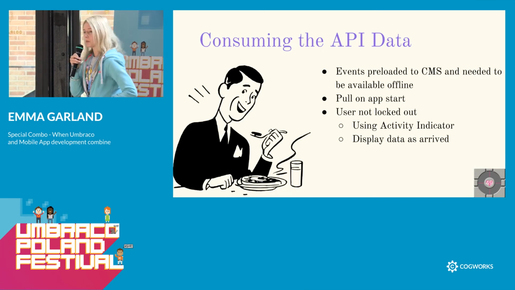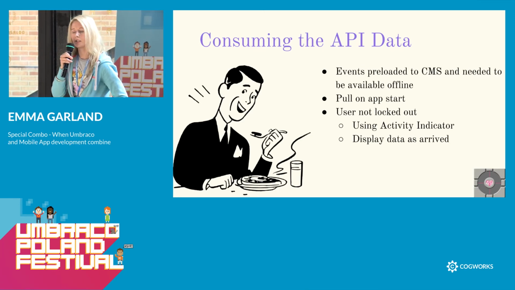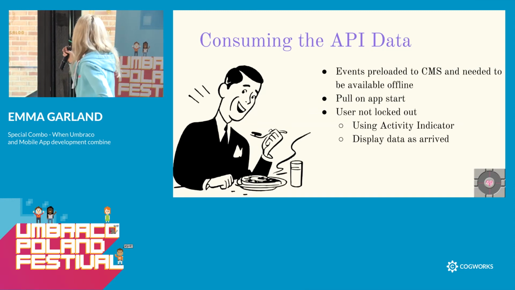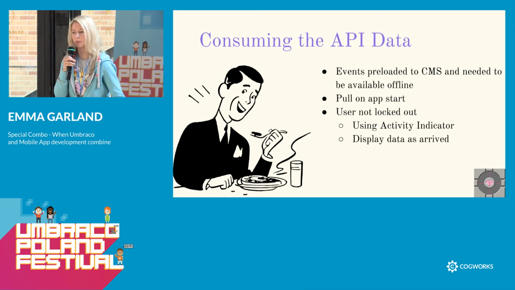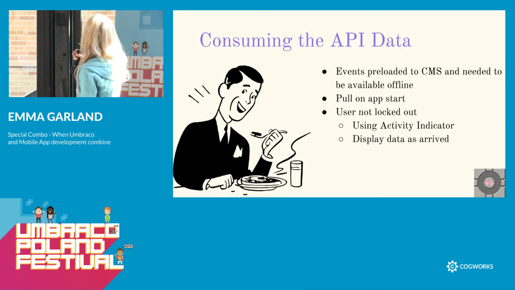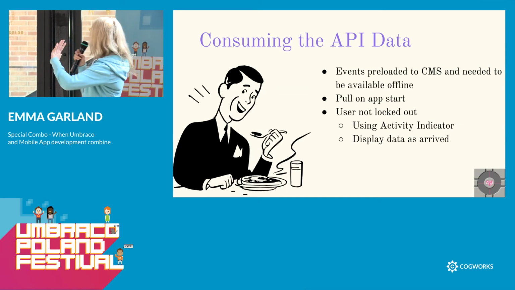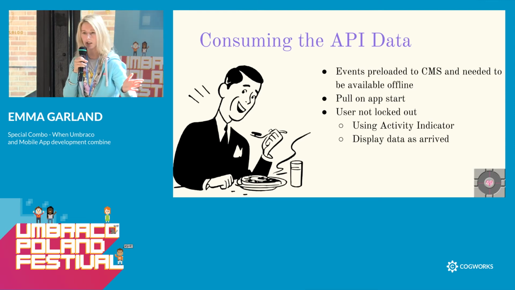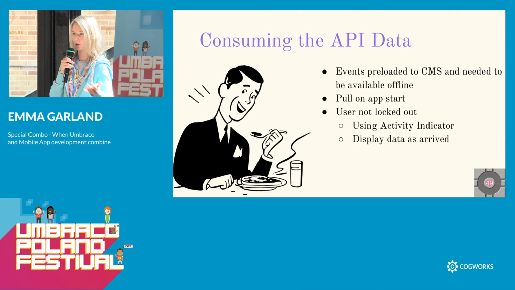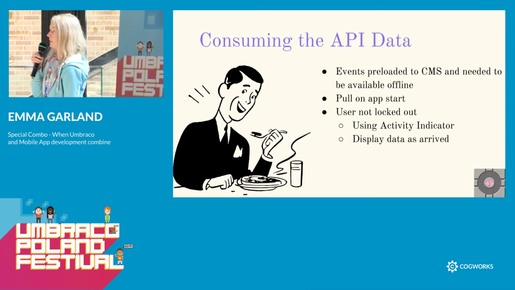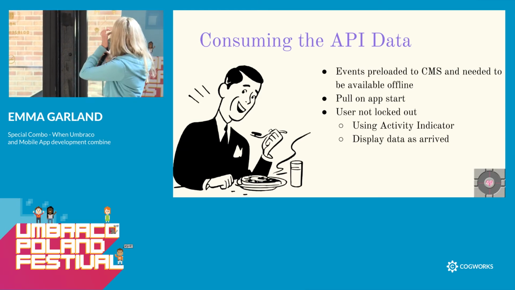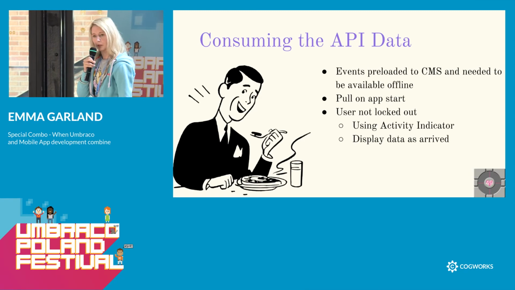So we wanted the events to be preloaded and available offline. What we don't want to do is annoy the user and drain their battery and constantly be pulling data, because they would just hate that. So to mitigate this, we had another thread going off and getting the data with an active spinning indicator, so the user knows that things are being pulled back, but they can still carry on using the application as normal because the data is fetched on a different thread. And then as data arrives, it would be displayed.